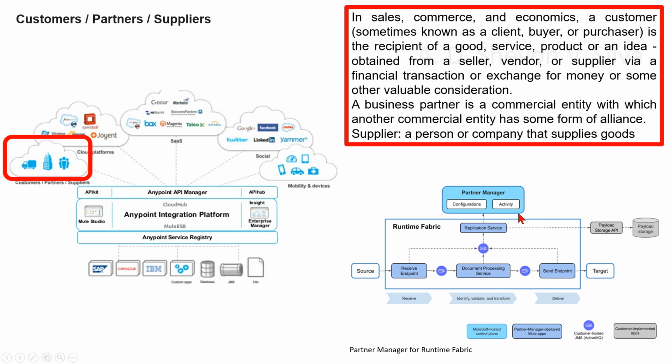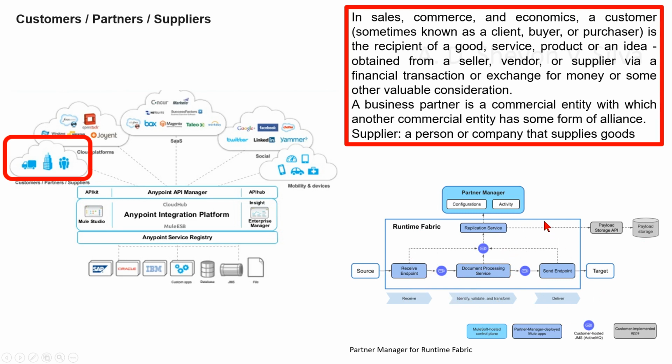Configurations and activities are in partner manager. Replication service is connected to here. Payload storage API is connected to payload storage, and here you can see in parallel receive, identify, validate and transform, and here deliver.